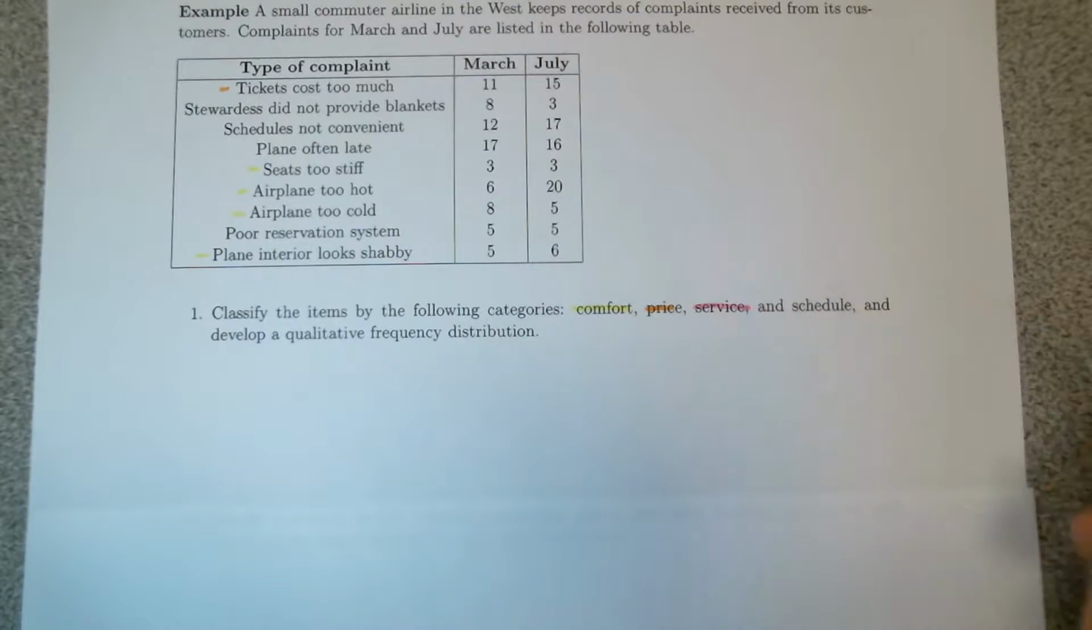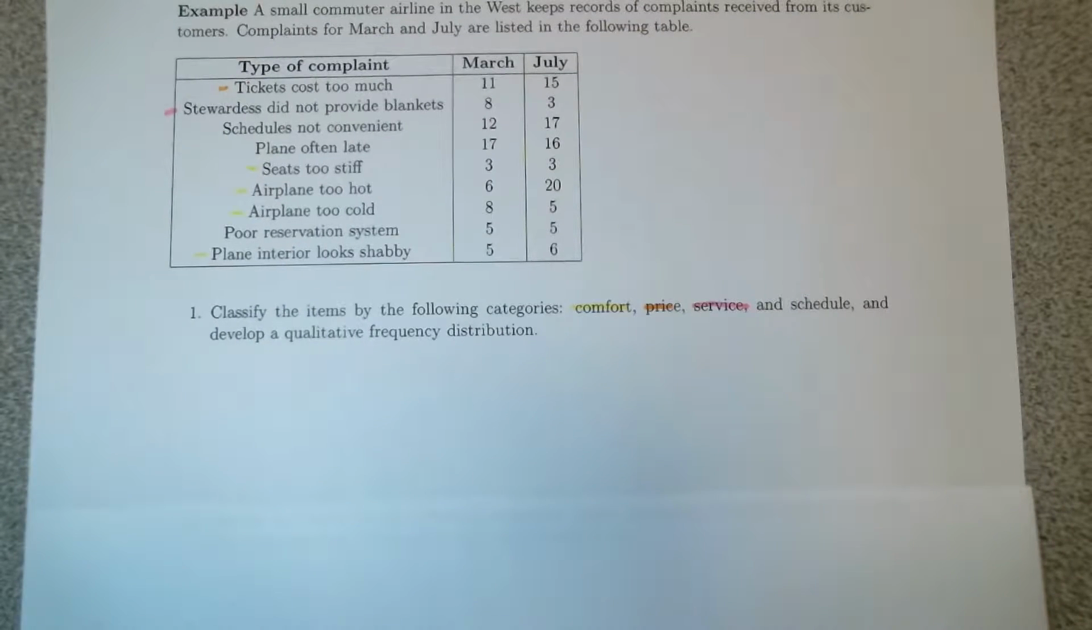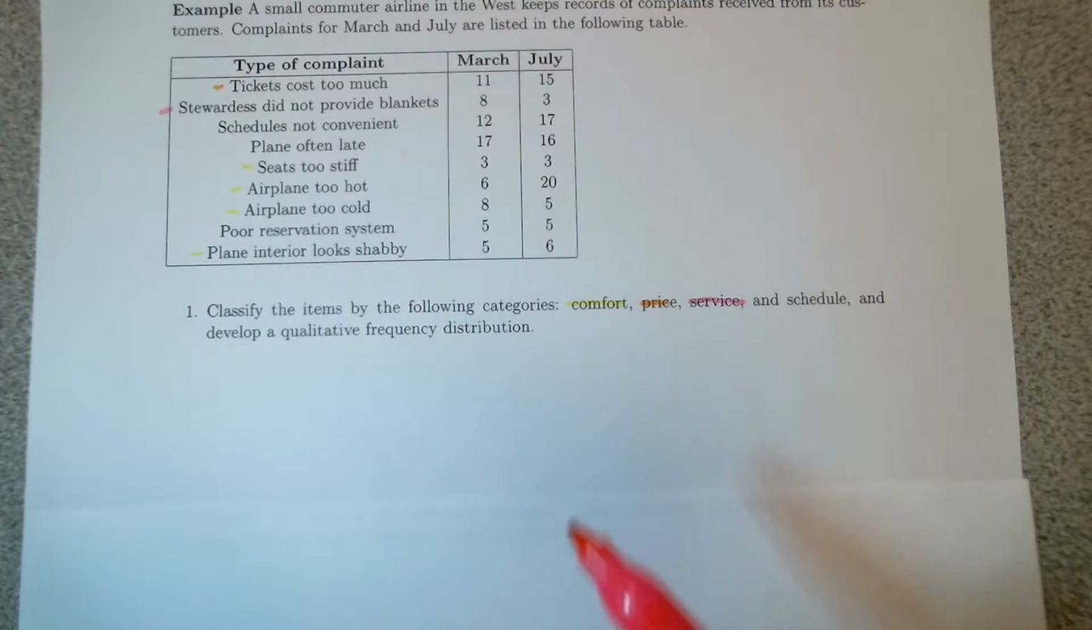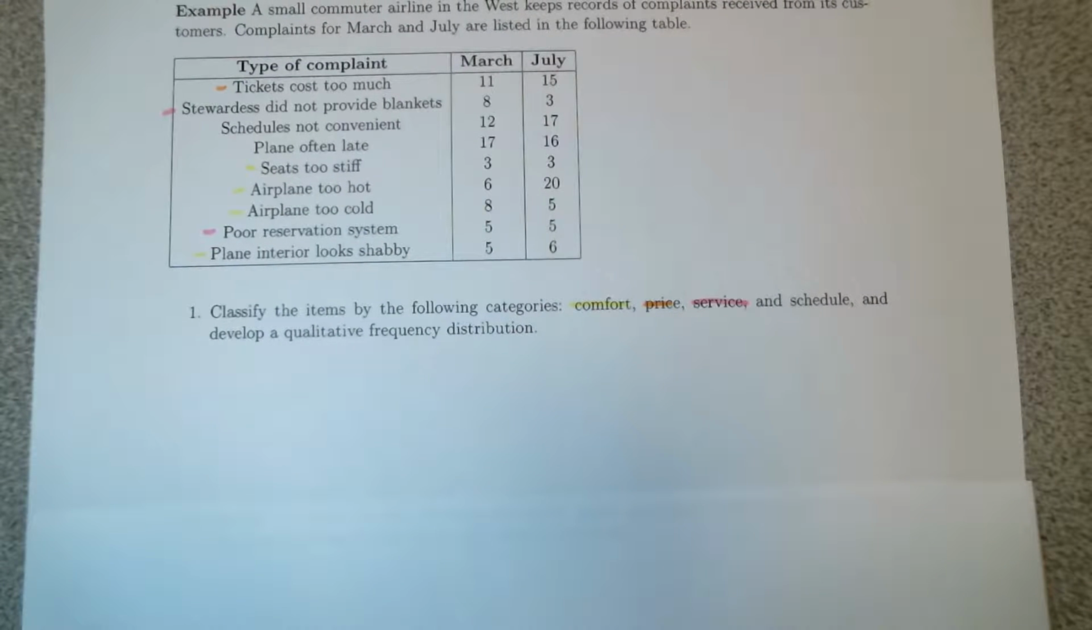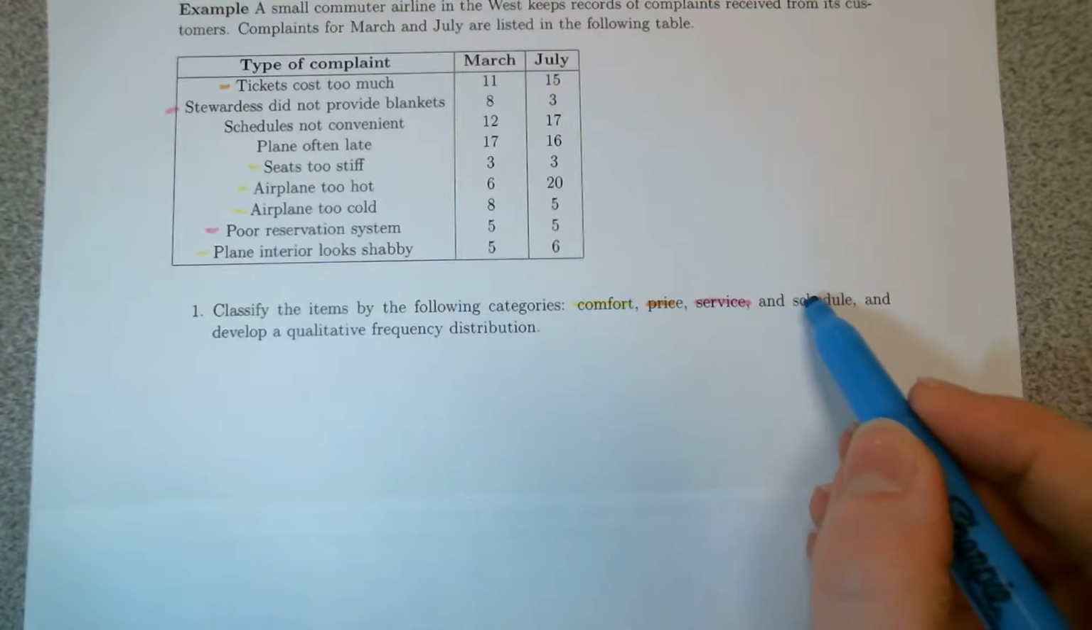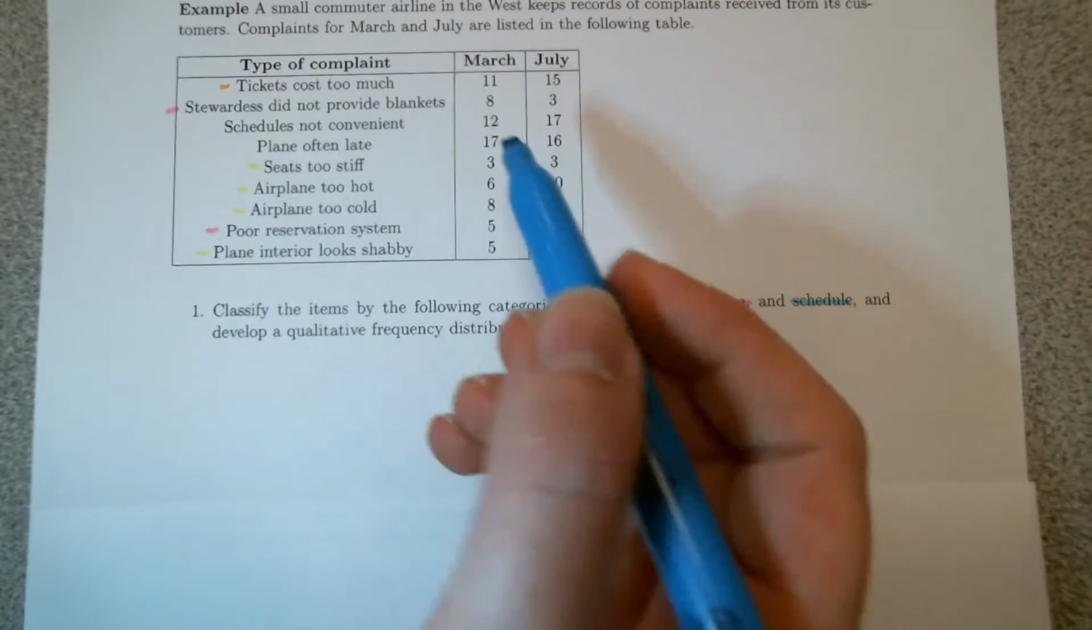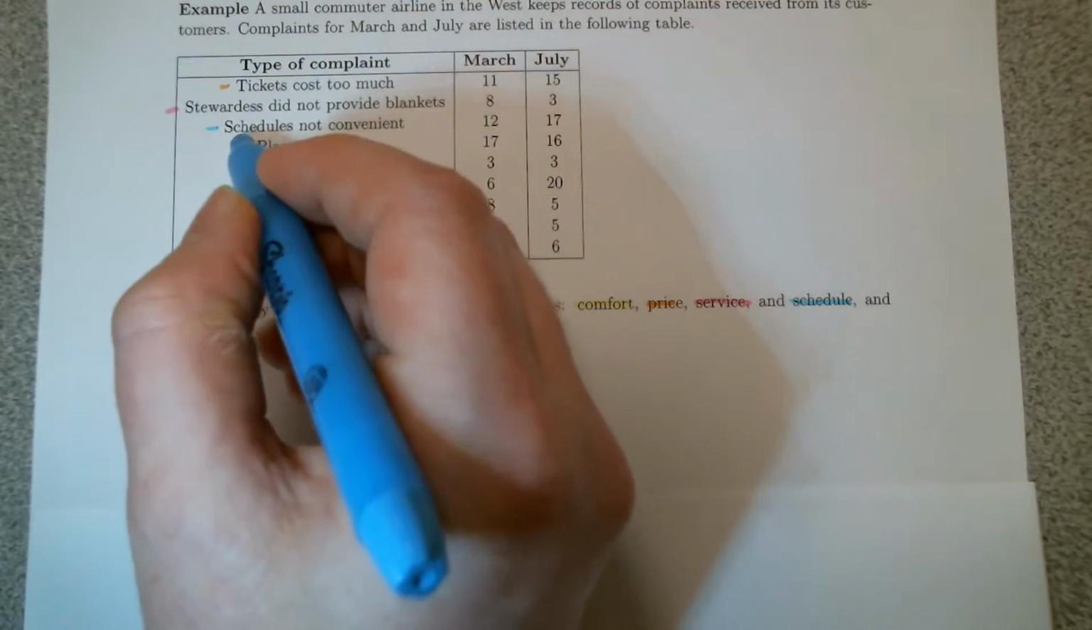Service, I think customer service. So stewardess did not provide blankets. I would put that as service. Maybe poor reservation system, I would put as service. And then schedule, schedule's not convenient and the plane was often late.